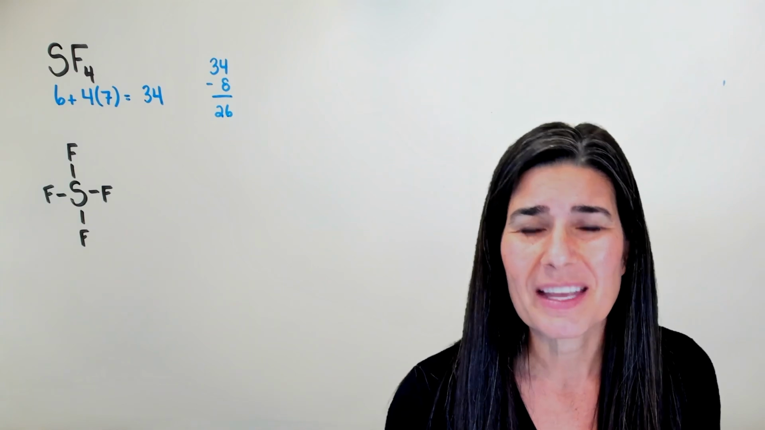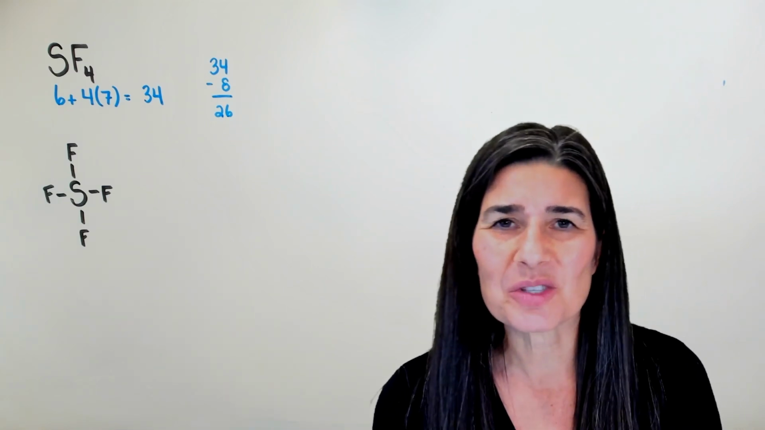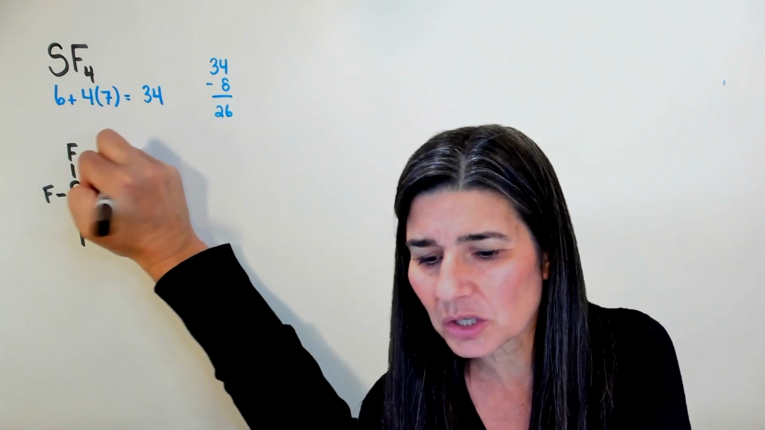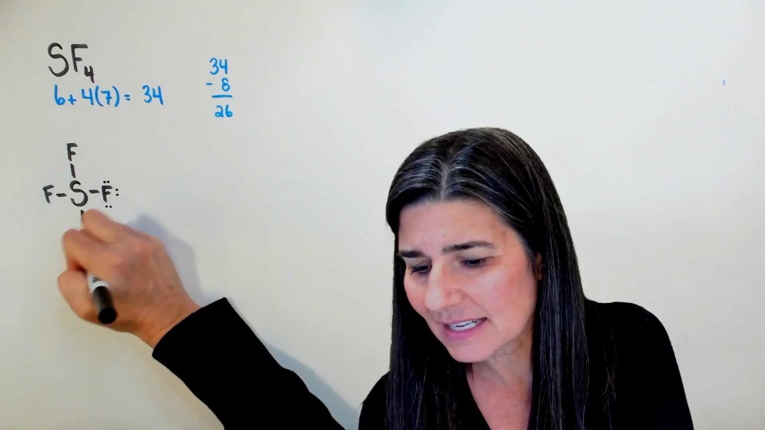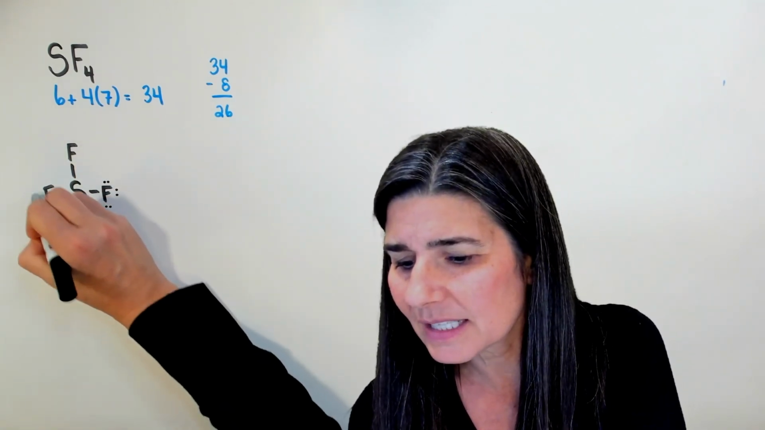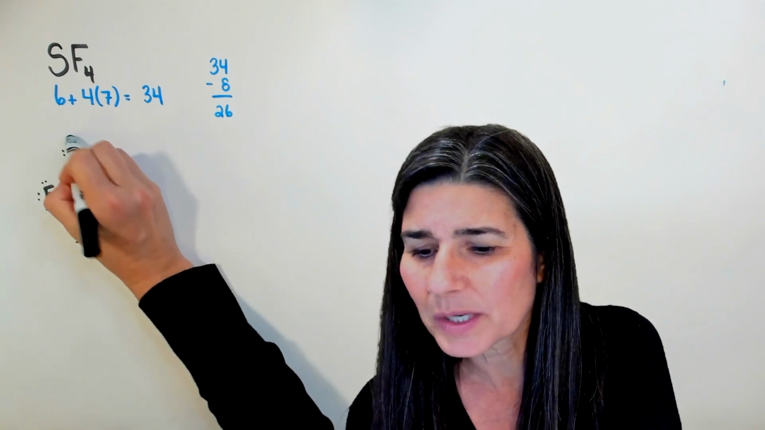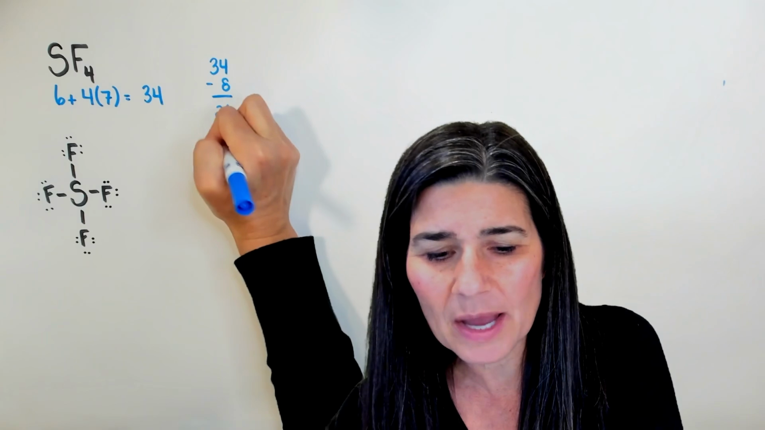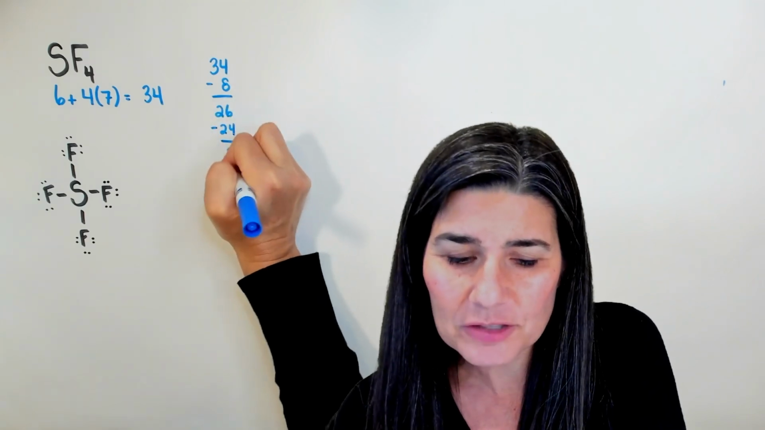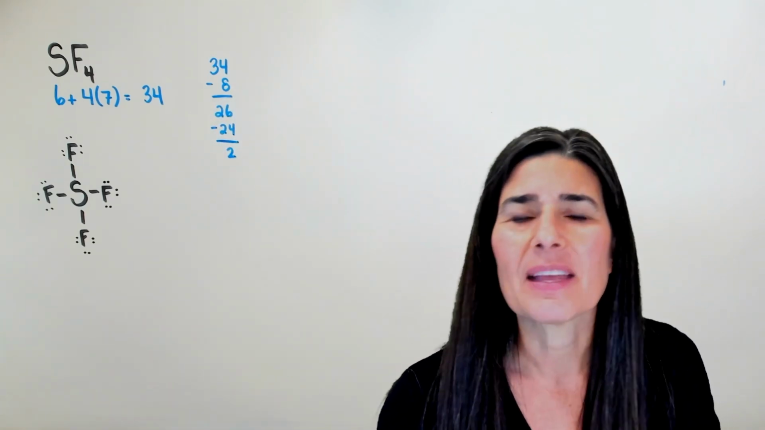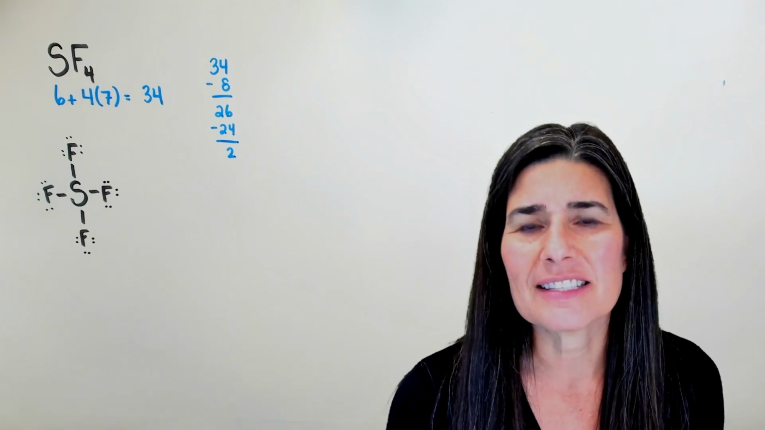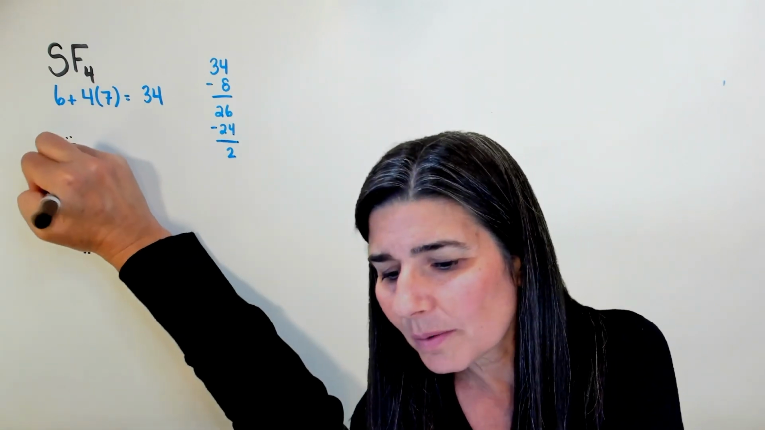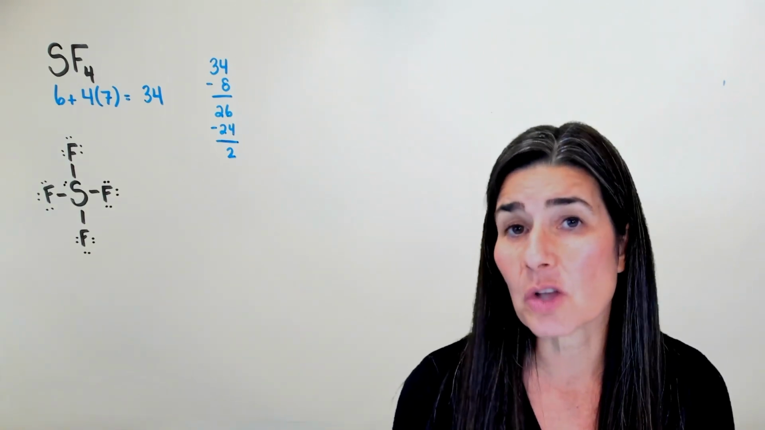The next step in drawing a good Lewis structure, fill the octets of those outer atoms. So we're gonna go 2, 4, 6, 8, 10, 12, 14, 16, 18, 20, 22, 24. And we're gonna take 24 away from my running total. I have 2 electrons left. Any leftover electrons need to go on that center atom as a lone pair. So I'm gonna put 1 lone pair on my sulfur.